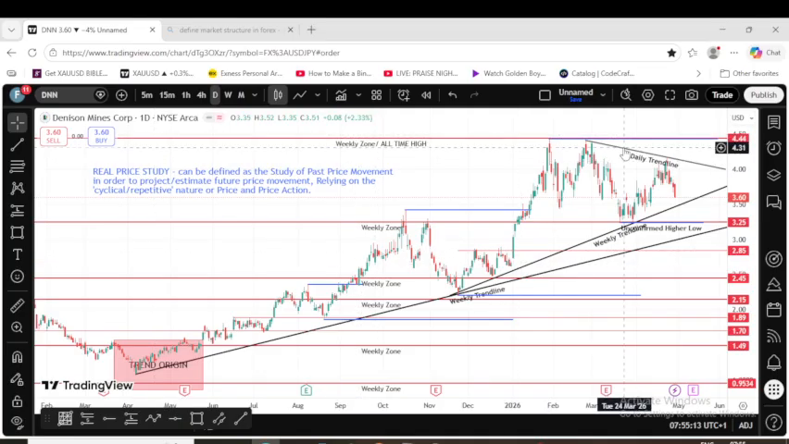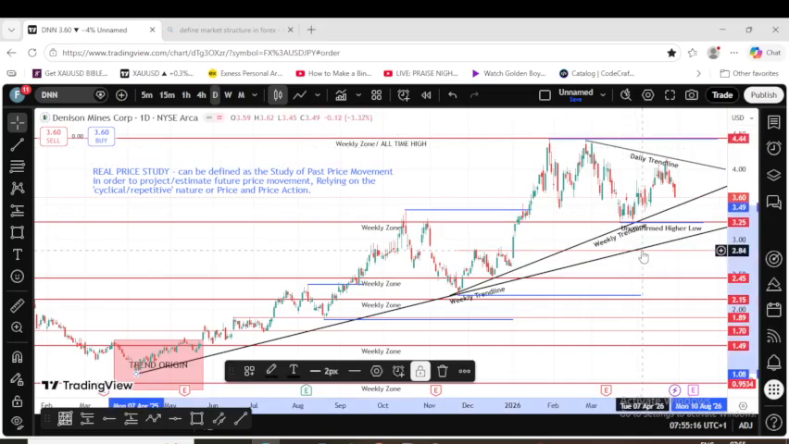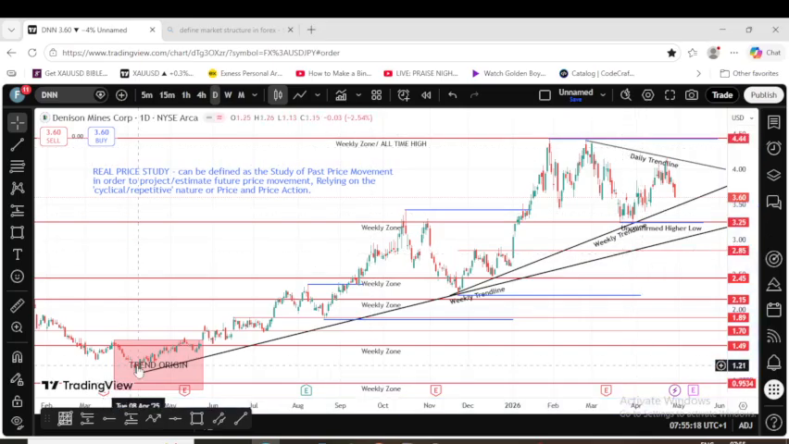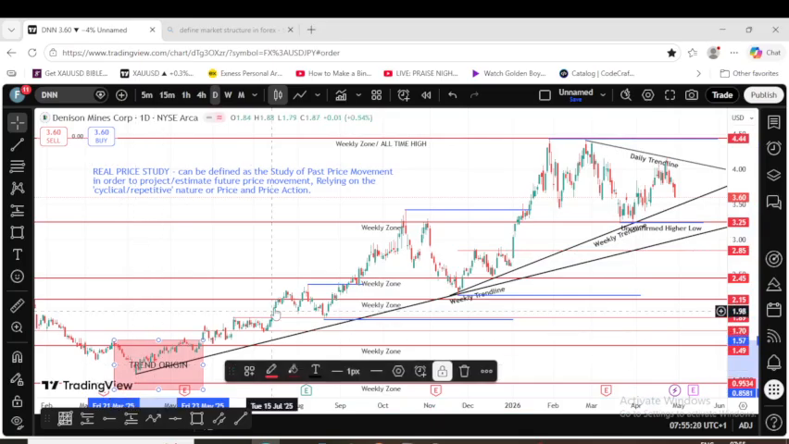In the second video, we identified our weekly trend lines and our daily trend lines. And then in the third video, we identified and defined our trend origin, our market structure and the different phases of market action.